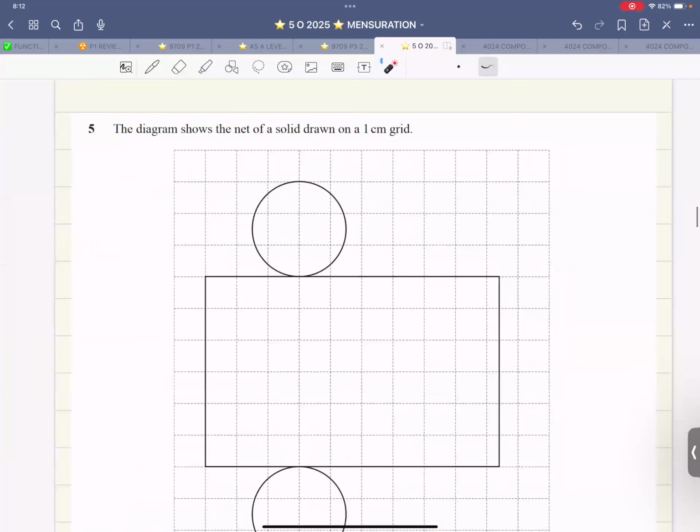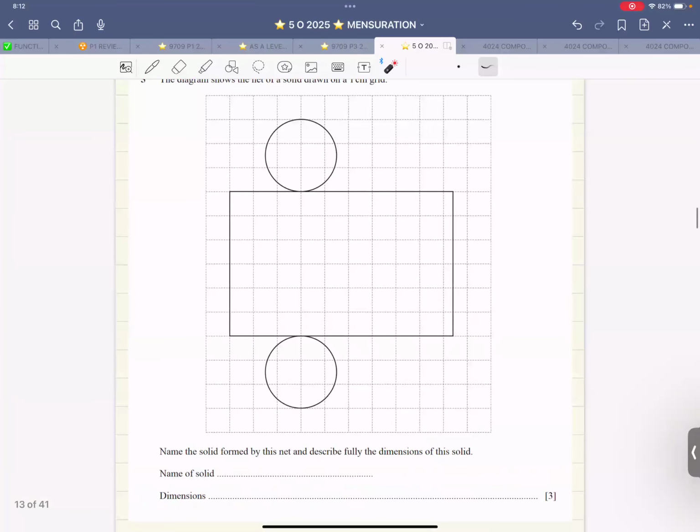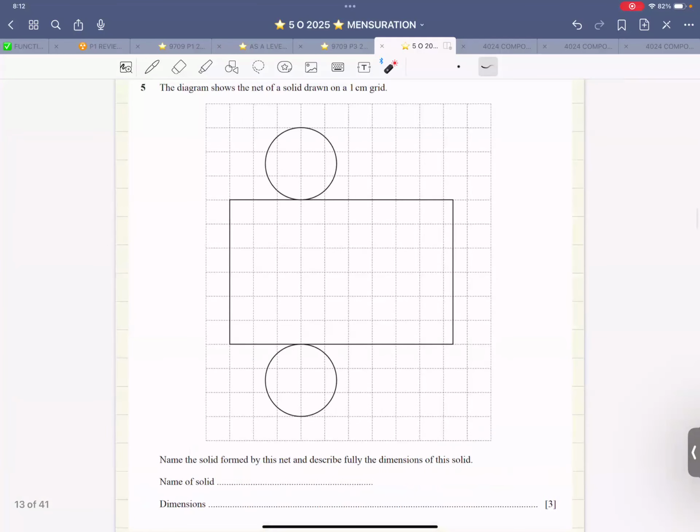Now, something about the net concept. It says the diagram shows the net of a solid, a diagram on a 1 centimeter grid. That means this is the top. This is the bottom. This rectangle will be wrapped around. This is the curved surface area. Which shape is that? This is a cylinder. Name of the solid, cylinder.